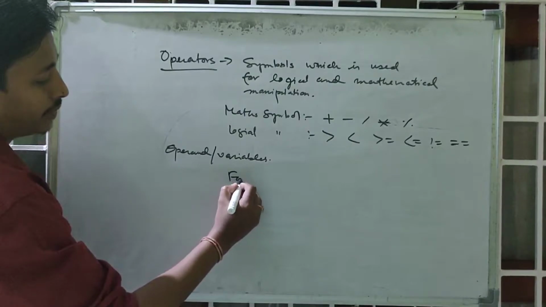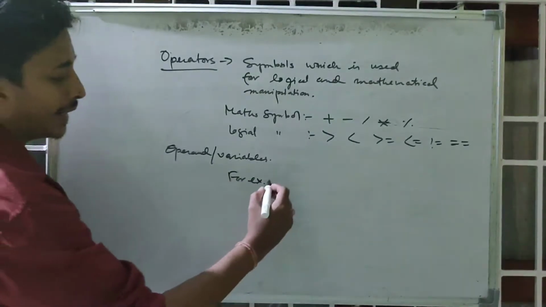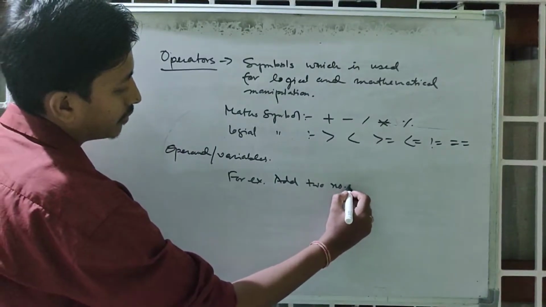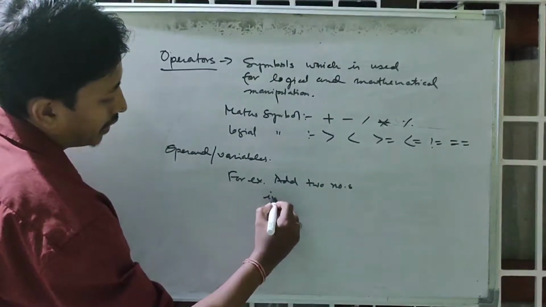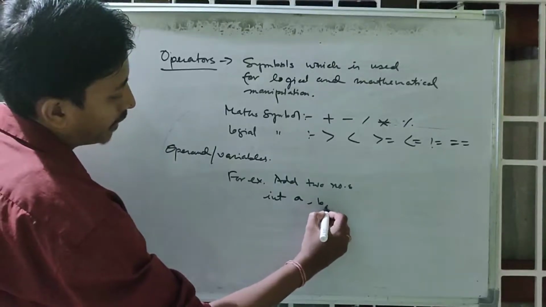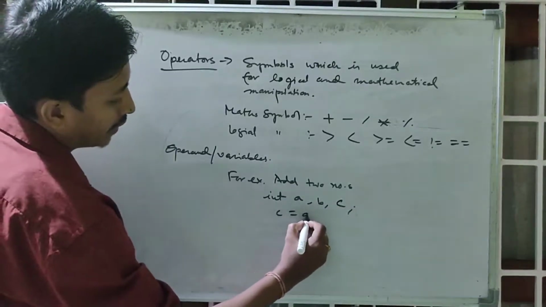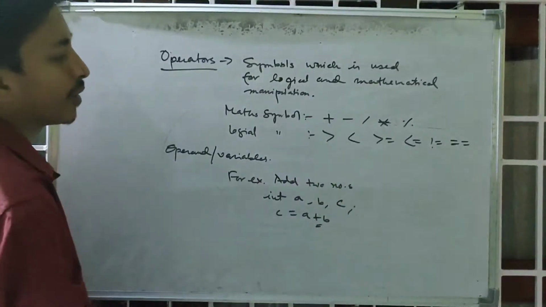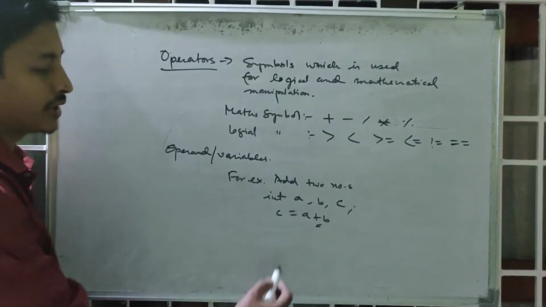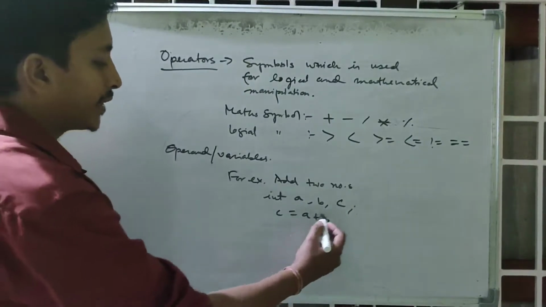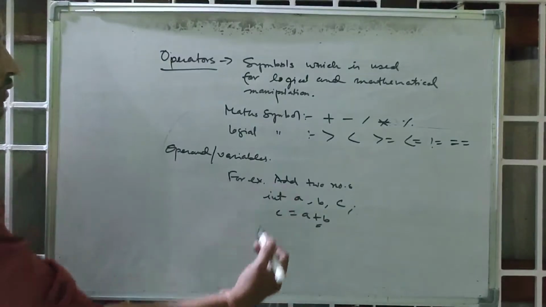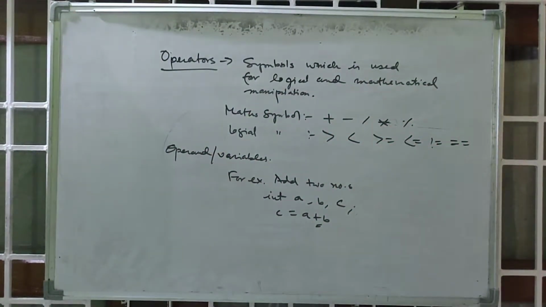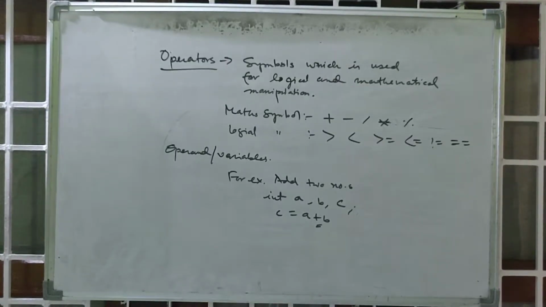For example, if I want to add two numbers, say int a, b, c; c equal to a plus b. So this plus means what? This plus is the operator symbol, a mathematical symbol. This plus will give the addition of two numbers. So in this way we can manipulate two or more numbers. Okay, so this is actually called operators.